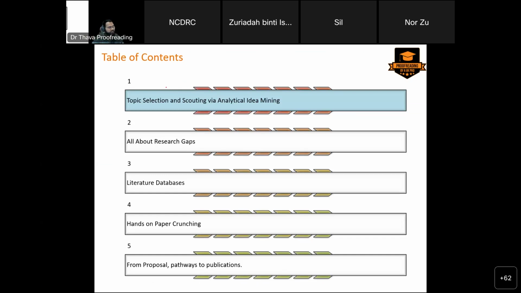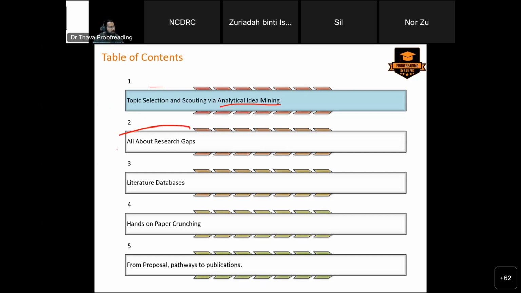First of all, we are going to explore topic selection and scouting via analytical idea mining. For the first time, we're exploring analytical idea mining: how to use data analytics to come up with a topic, or at least to analyze a topic, whether it's a credible topic or not.